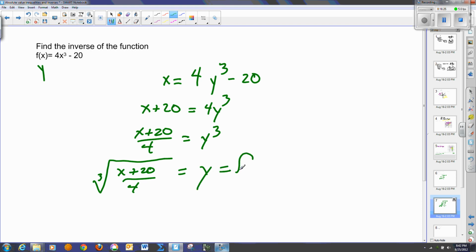Since y equals x cubed is a one-to-one function, it passes both a horizontal and vertical line test, we know the inverse would be a function as well. Let's move to the next problem.